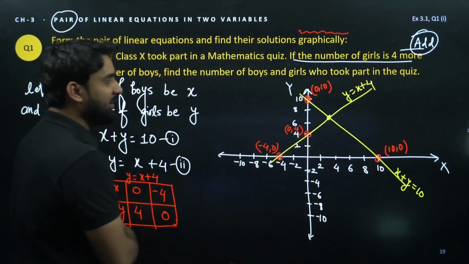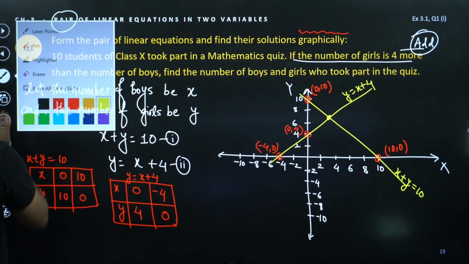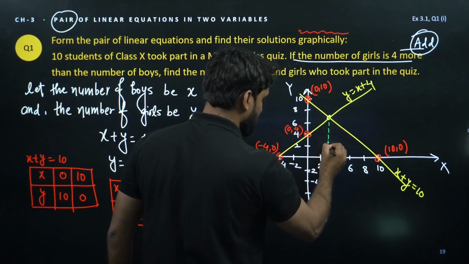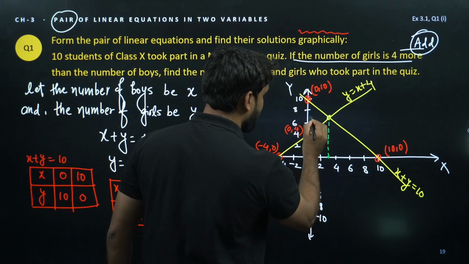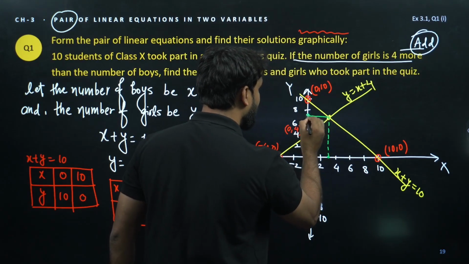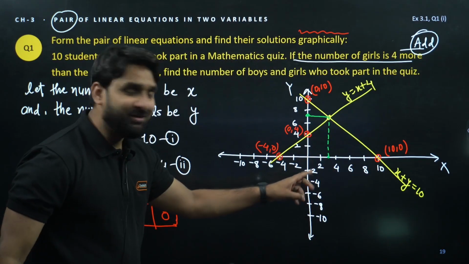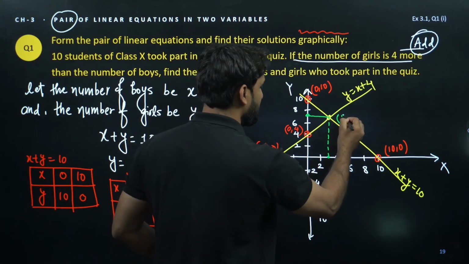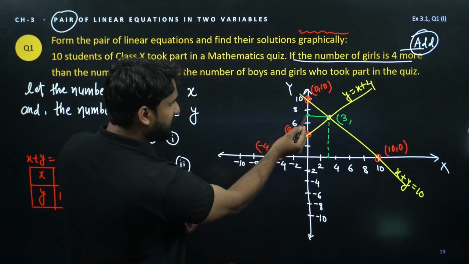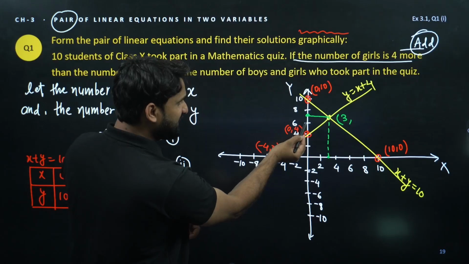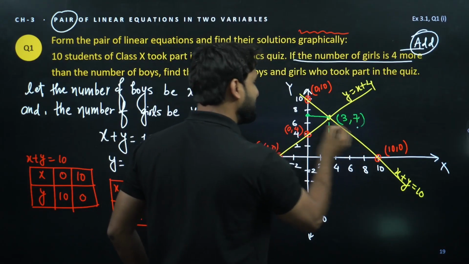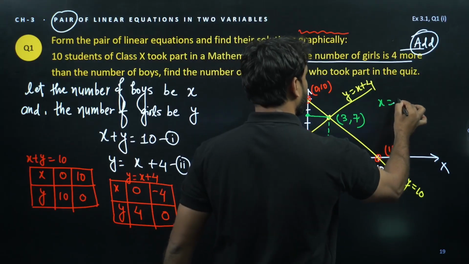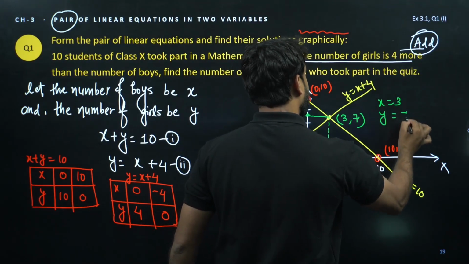So can we please find the point of intersection? For this I'm using green color. Draw a shadow. Wow. Can you see here? This point is between 2 and 4, so x is 3. And this point on the y-axis is between 6 and 8, exactly between, so this will be 7. So we have x is equal to 3 and y is equal to 7.